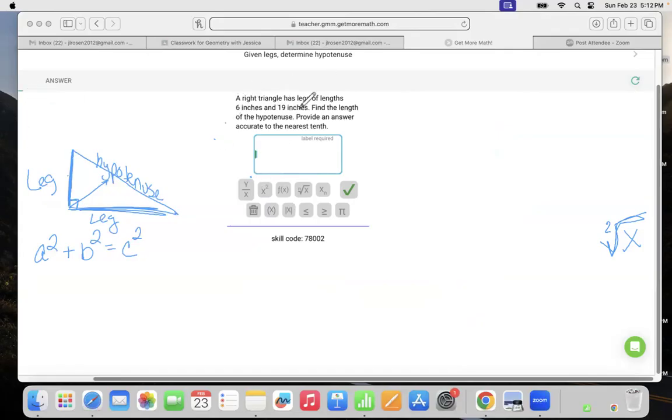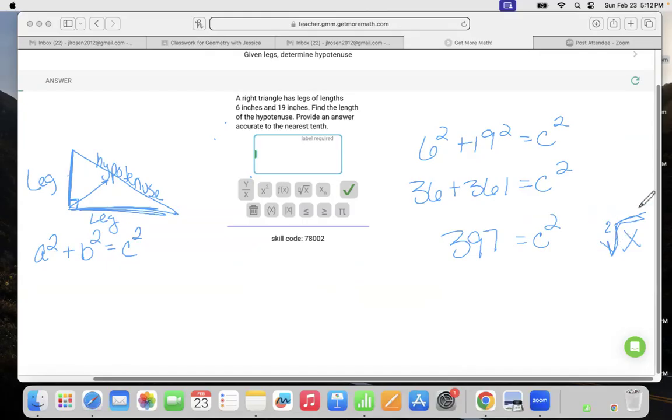So again, a right triangle has legs of 6 inches and 19 inches. Find the length of the hypotenuse, which is always c. So that's 36 plus, I don't know this one off the top of my head, 361. And we're going to add 361 plus 36 is 397. We're going to hit that radical button because that's the opposite of a square, is a square root. And it gets me 19.92.